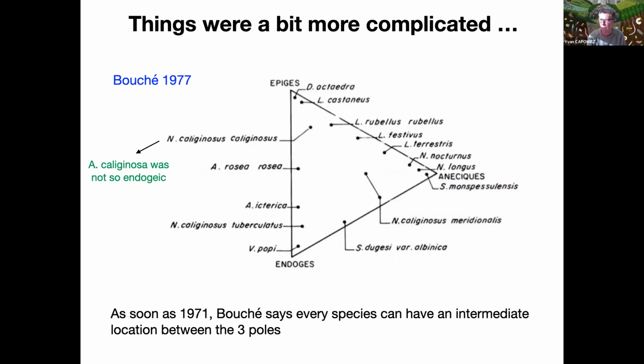Something important to note is that Bouché himself, from the beginning, states explicitly that endogeic, epigeic, and anecic were not separated groups. You can find this ternary plot in his publication, and he explains that every species can find a different location in the ternary plot, meaning that you can observe very different situations for every species. Here I note that, for example, Caliginosa, called by Bouché Nicodrilus caliginosus caliginosus, was not so endogeic. He is perhaps closer to the epigeic pole. Something a bit strange, but let's see what happens.